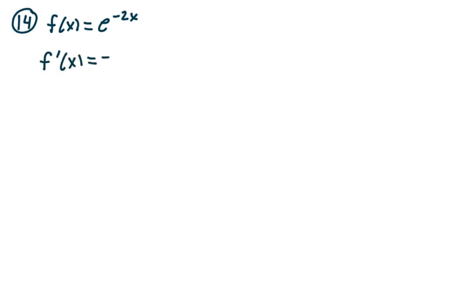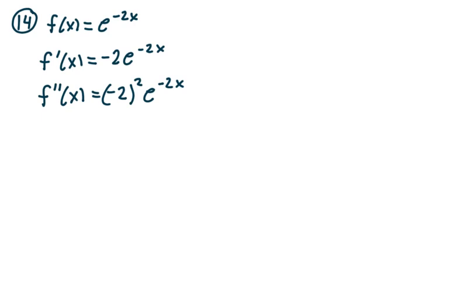Let's take a look at number 14. Suppose we have f of x equals e to the negative 2x. F prime of x is negative 2e to the negative 2x. F double prime of x, by the chain rule, and I'm going to do this on purpose, everybody, is negative 2 squared e to the negative 2x. You can write 4, but if we're trying to see a pattern, I would recommend calling it negative 2 squared.